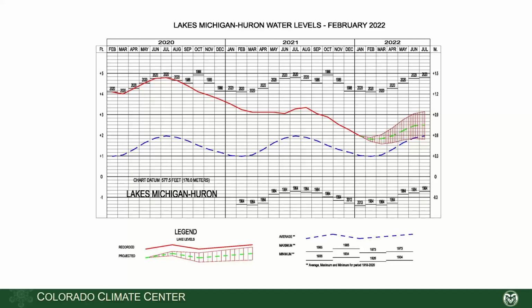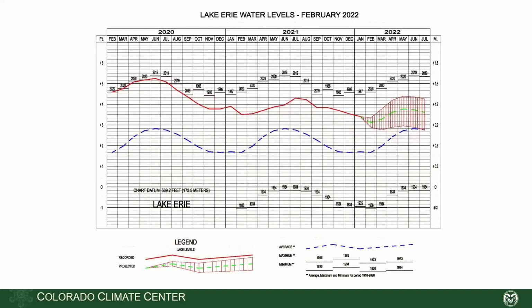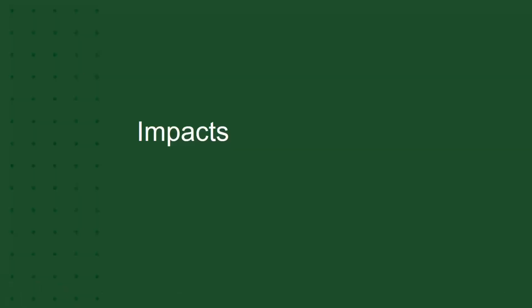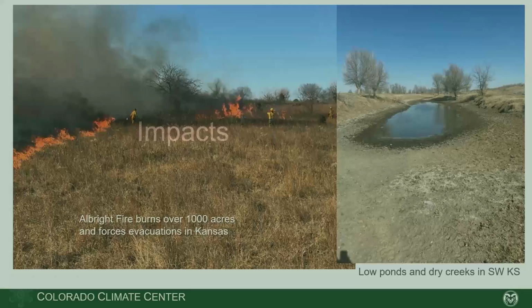Again, that's probably a good thing, still above normal, and it's likely to stay that way, but stay more sort of within that normal range. And then finally, Lake Erie, similar story, it's down, but still above normal. Okay, now let's get into some of the impacts that the region is currently experiencing.